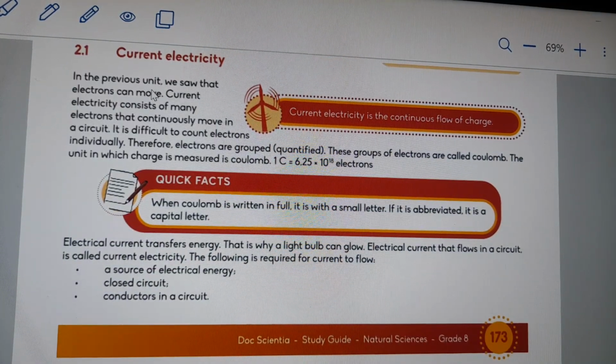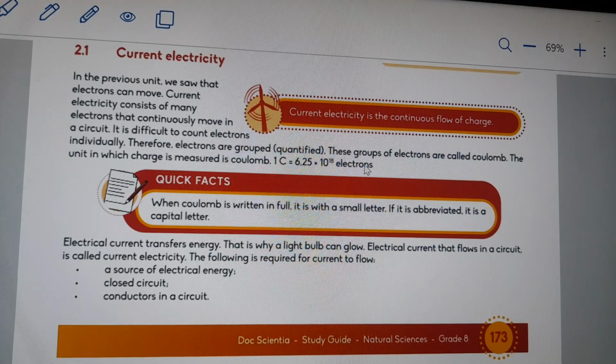In the previous unit, which was static electricity, we saw that electrons can move. Current electricity consists of many electrons that continuously move in a circuit. It is difficult to count the electrons individually. Therefore, electrons are grouped or quantified. This group of electrons is called a coulomb. Okay, the unit in which the charge is measured is the coulomb, which is 1 C. And 1 coulomb is about 6.25 times 10 to the power 18 electrons.